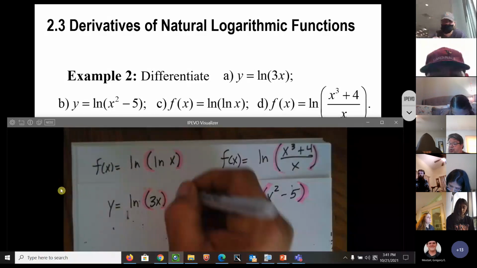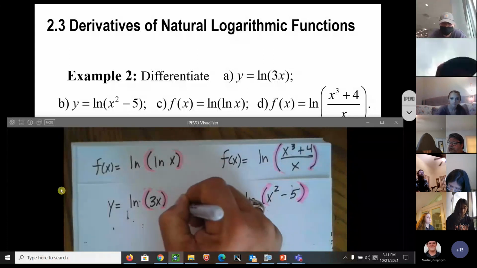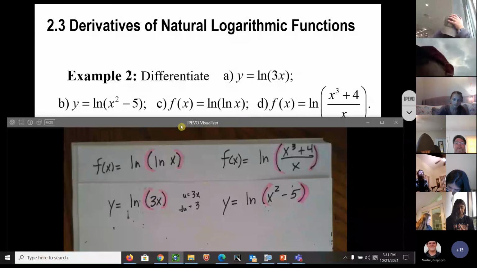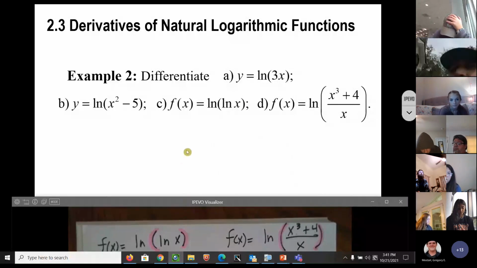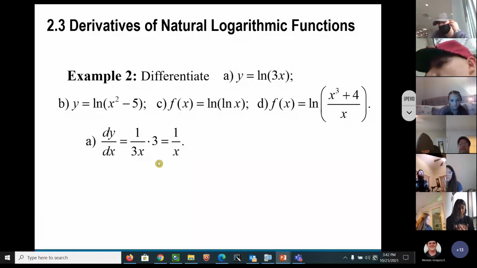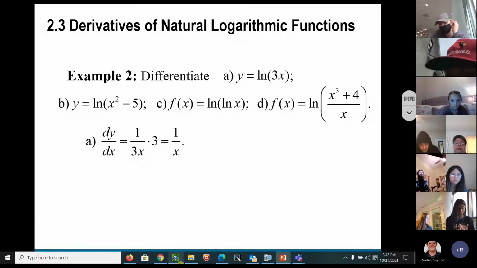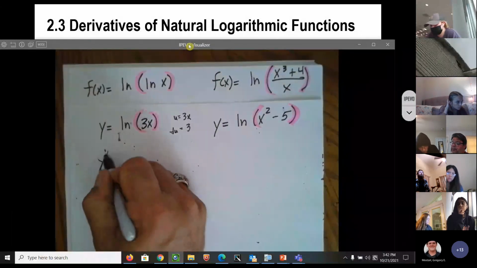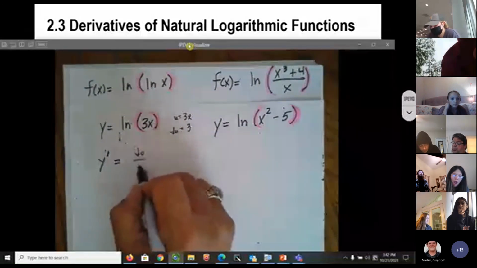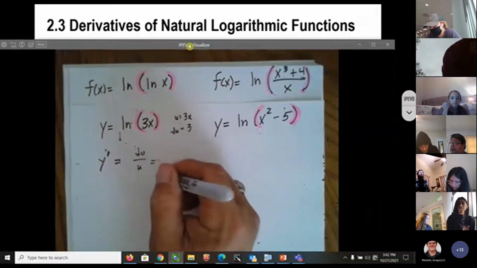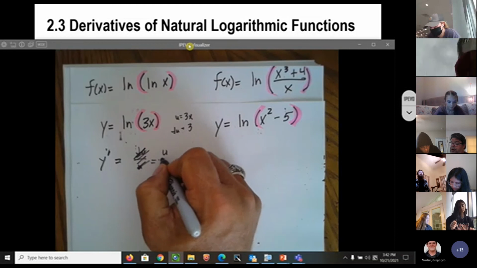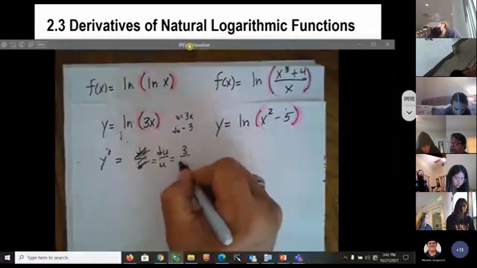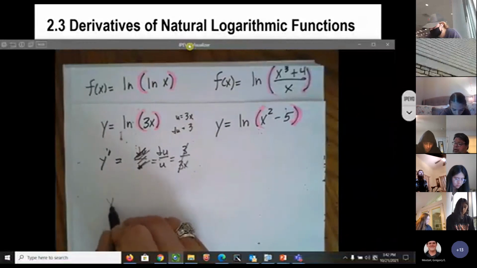So if u is equal to 3x, then du is equal to 3. So that would be 3 over 3x, which is equal to 1 over x. And most of the time it'll come out like that. So y prime is equal to du over u, I've got my brain mixed up. So that's 3 over 3x, which is equal to y prime is equal to 1 over x.